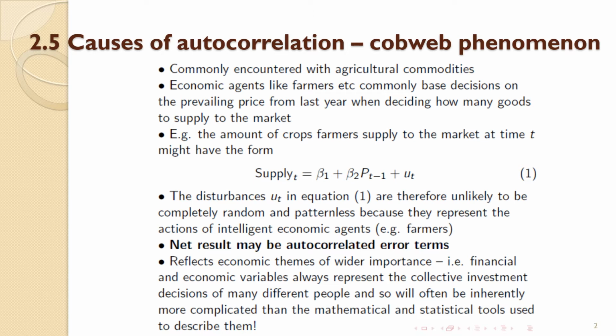The result of this is that the disturbances in this equation are unlikely to be completely random and patternless, precisely because they represent the actions of intelligent economic agents, in this case farmers. So the net result would be that you have patterns in the regression residuals, and as part of that, autocorrelation. And this is the thing I wanted to emphasize here: there's a wider economic theme that's important. Financial and economic variables always represent the collective investment decisions of many different people, so will often be inherently more complicated than the mathematical and statistical tools used to describe them.